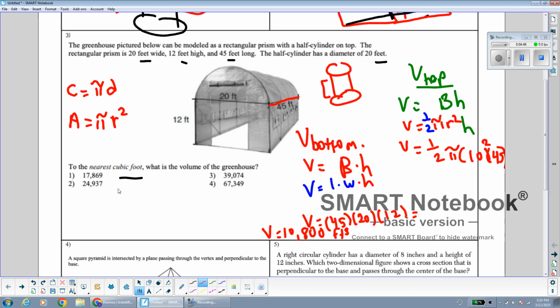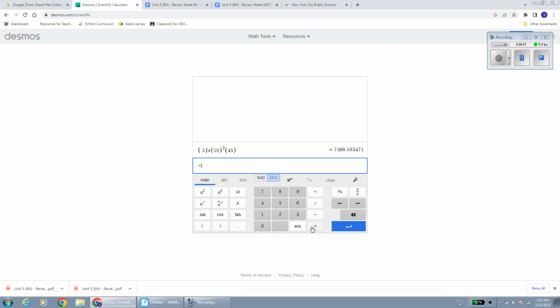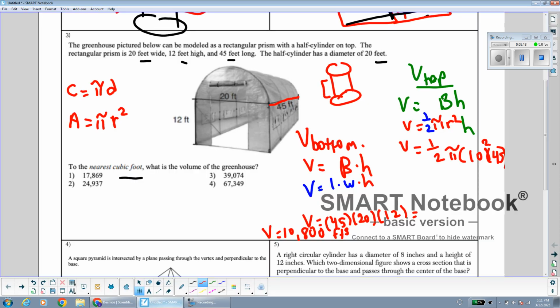And then I have to add the one for the rectangular prism, which is 10,800. So I'm going to add 10,800. Oh, that didn't work the way I wanted it to. Okay, so I'm going to retype this. I hate these online calculators sometimes. And then we get about 17,868, and it rounds up to 869. So that's this one right over here.